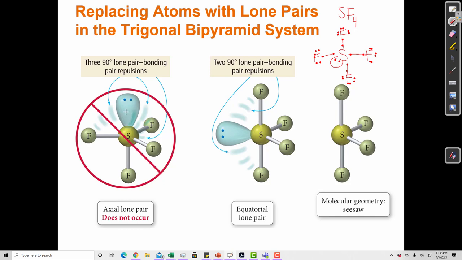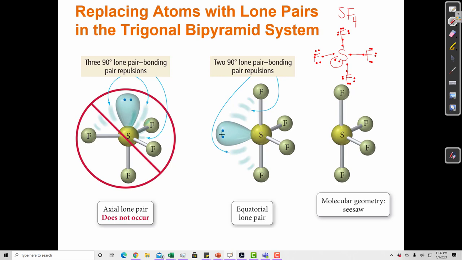Well, here in the axial position, it's 90 degrees away from this one, it's 90 degrees away from this one, and it's 90 degrees away from this one. Those 90 degree bond angles are very small. So let's look at this one over here. Now it's 90 degrees away from this one, and 90 degrees away from this one, and 120 degrees away from these. So when we're trying to place the lone pair, what we're trying to do is minimize the number of 90 degree angles. Here I have 1, 2, 3 90 degree angles that are 90 degrees away from the lone pair. Here I have 1, 2 90 degree angles that are 90 degrees away from the lone pair. That means that the lone pair is happier in this position. It has more space. It feels less repulsive force from these groups in this position when it's equatorial.